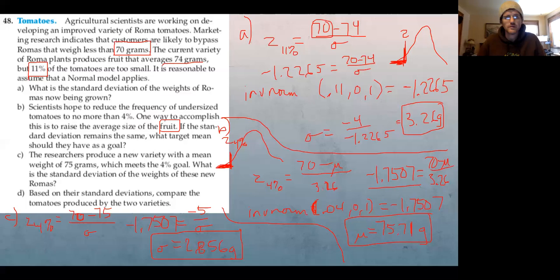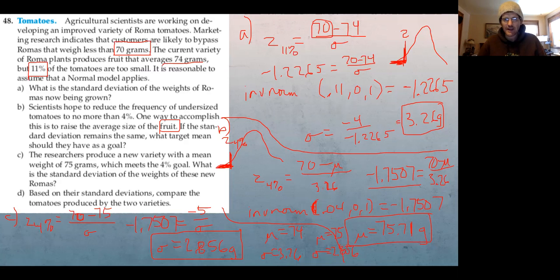Not much more to say about parts A, B, and C. Part D just says compare these two, I guess the ones produced by the two varieties. I don't know which varieties they're referring to. They might be referring to the original and the new one that has been produced. So the original had a mean of 74. The new one has a mean of 75. The old one had a standard deviation of 3.26. The new one has a standard deviation of 2.856.